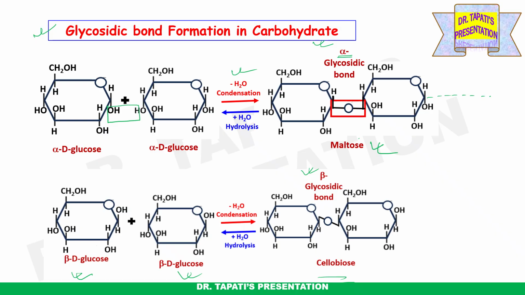Sometimes you will find alpha 1,4 linkage present, but somewhere you will find an alpha 1,6 bond also present, especially if you consider the glycogen and starch molecule. Along with the alpha 1,4 linkage, alpha 1,6 linkage is also present.